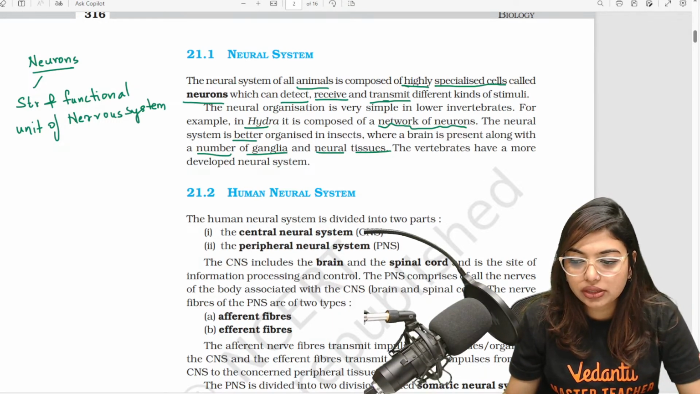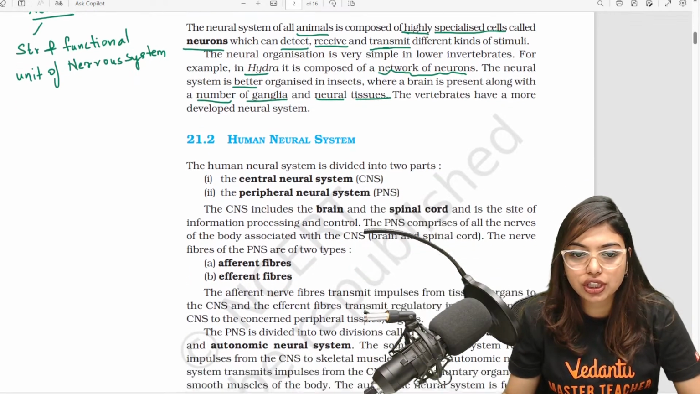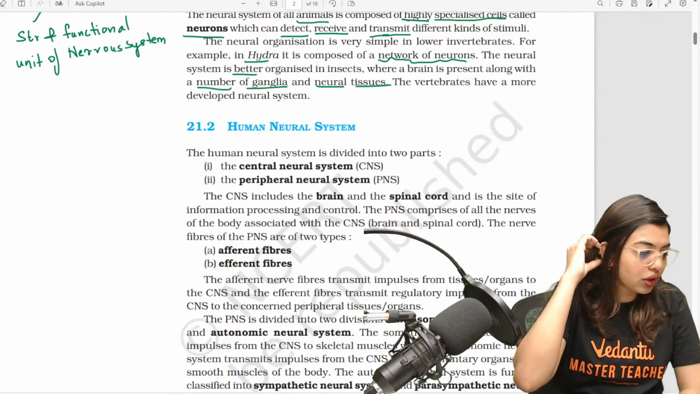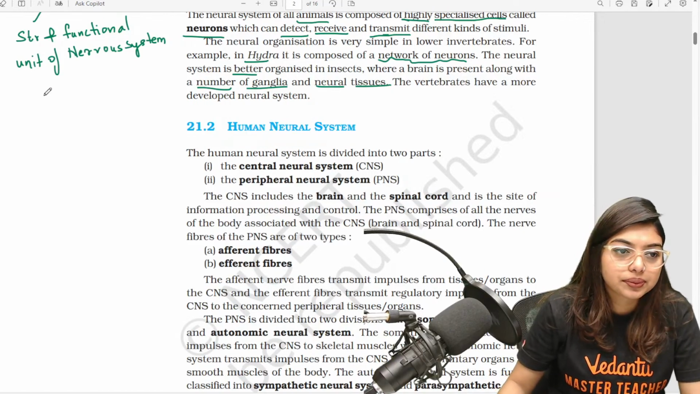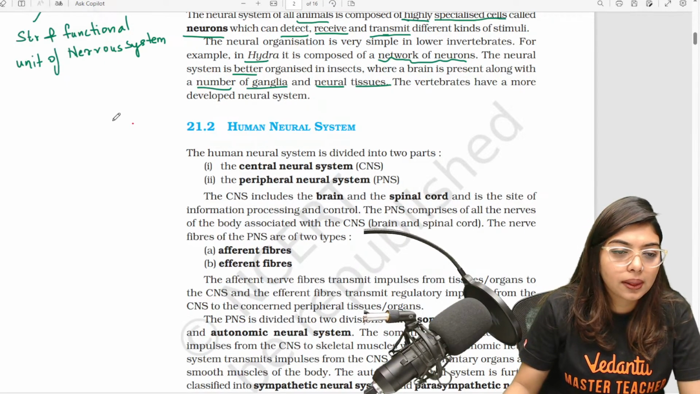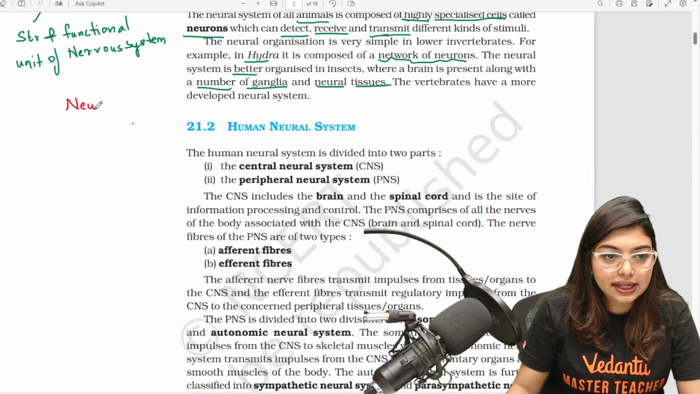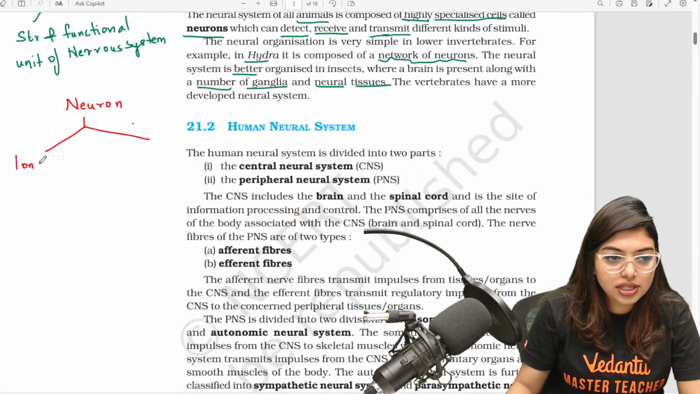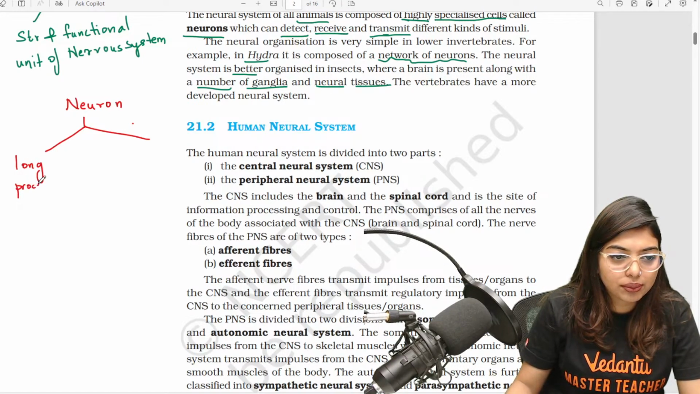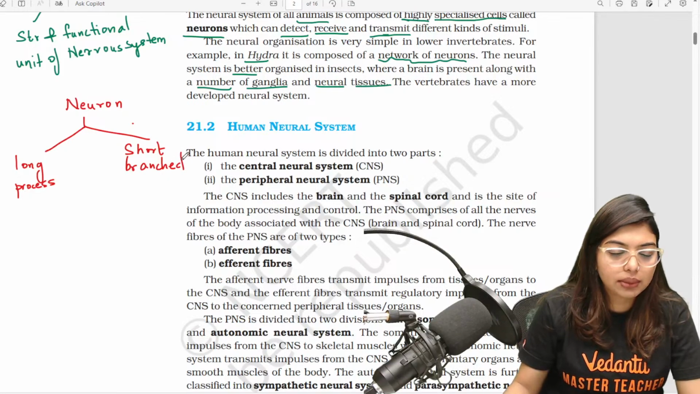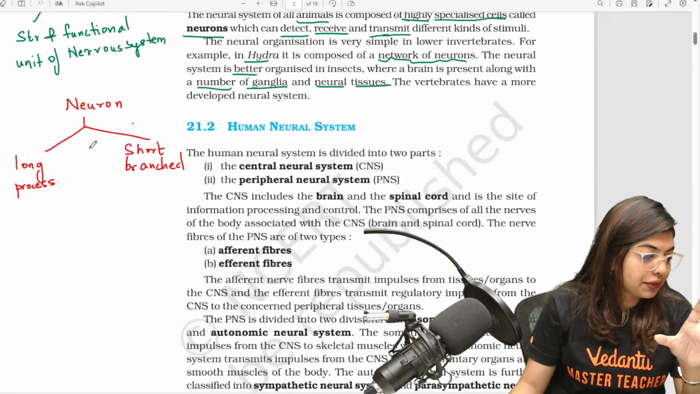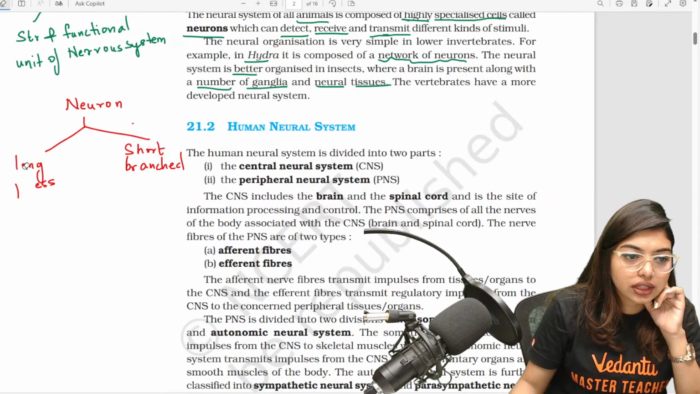Now next topic. So neuron is clear, no? It's a structural and functional unit, and obviously we have to draw the neuron, but I don't think in this pen it will be possible. But let's say students, a neuron is there. It actually has two major portions. One is going to be a long process, and one is going to be short and branched. Now look here, I think I'll just write these two together.